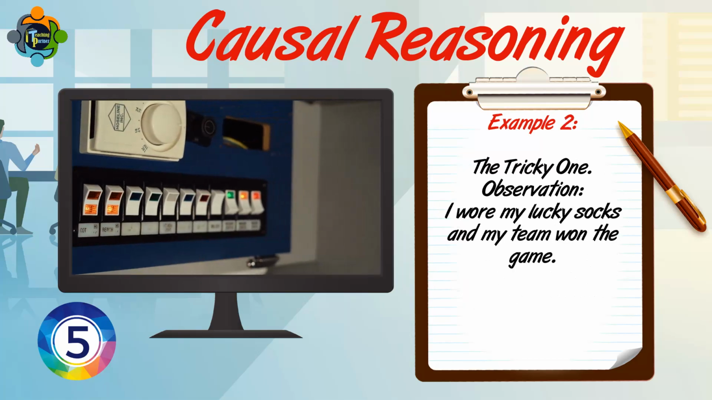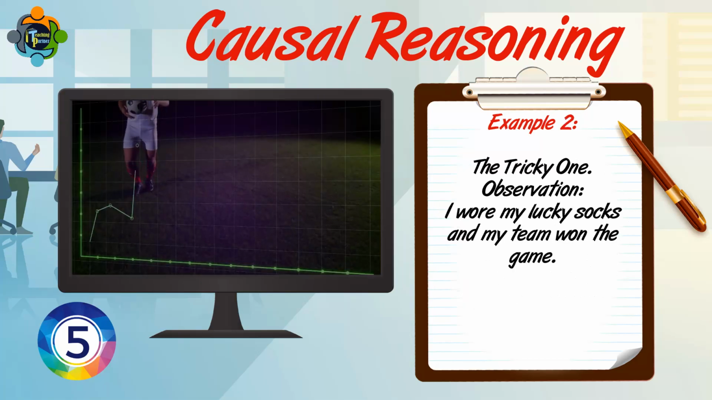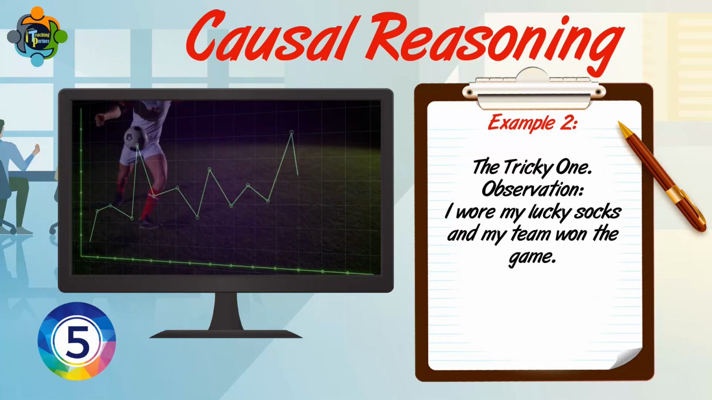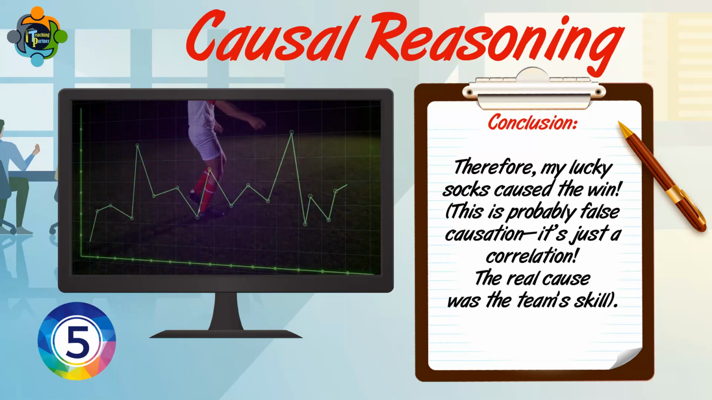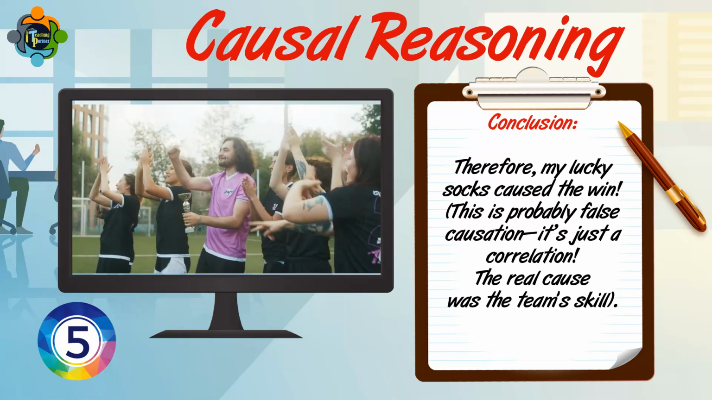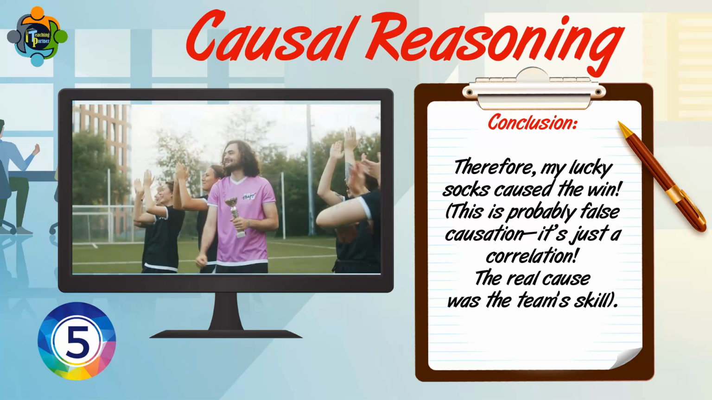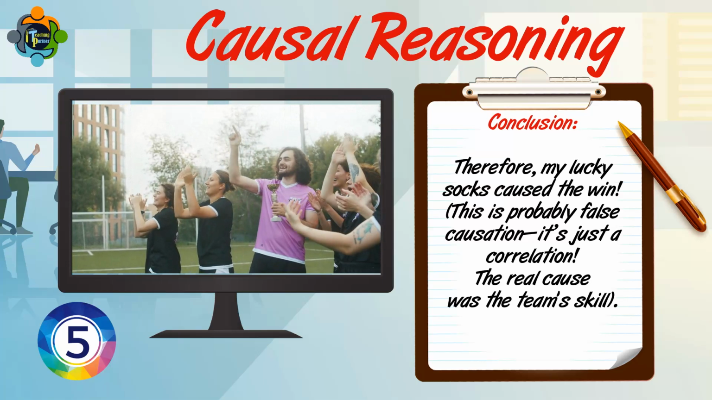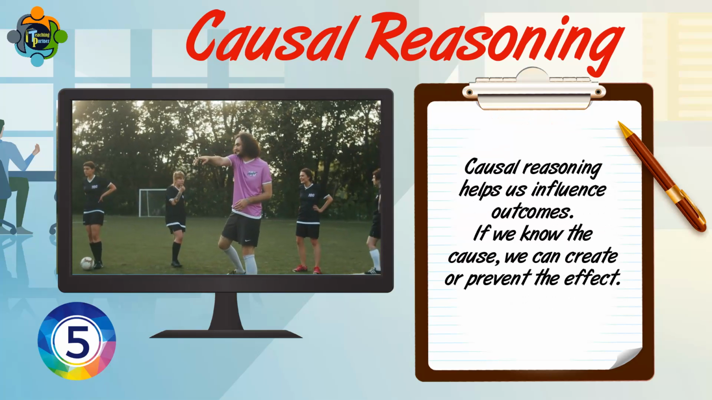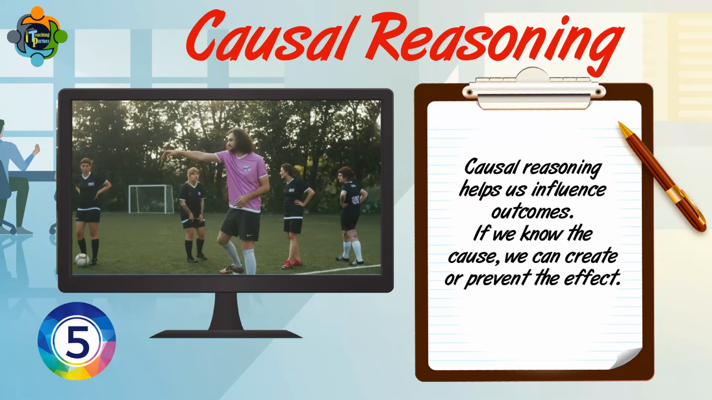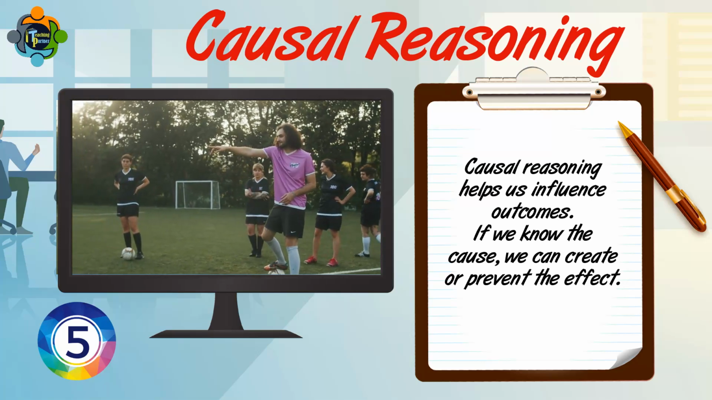Let's try a tricky one. Observation: I wore my lucky socks and my team won the game. Conclusion: therefore, my lucky socks caused the win. This is probably false causation. It's just a correlation. The real cause was the team's skill. Causal reasoning helps us influence outcomes. If we know the cause, we can create or prevent the effect.